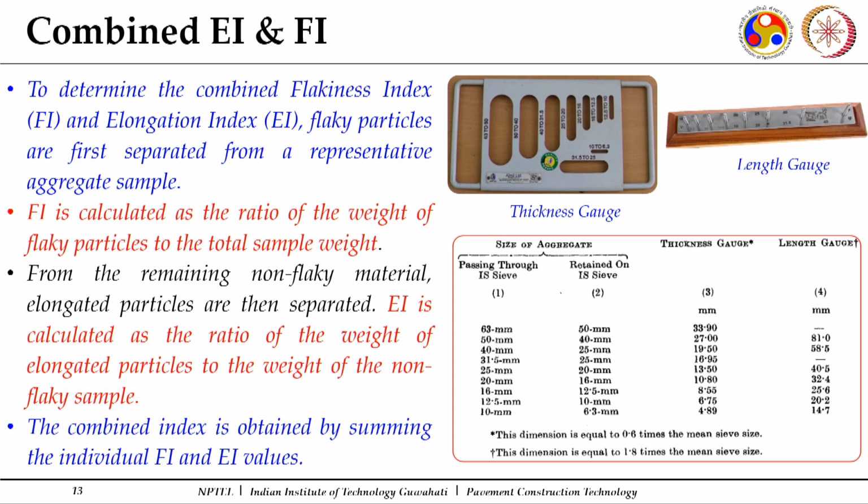This is one way of getting an idea about elongated and flaky particles, but the index which is referred to in our MORTH specifications for aggregates to be used in different layers is the combined elongation and flakiness index. For determining it, you will not determine the flakiness index and the elongation index separately, and you will not do a numerical addition of them.